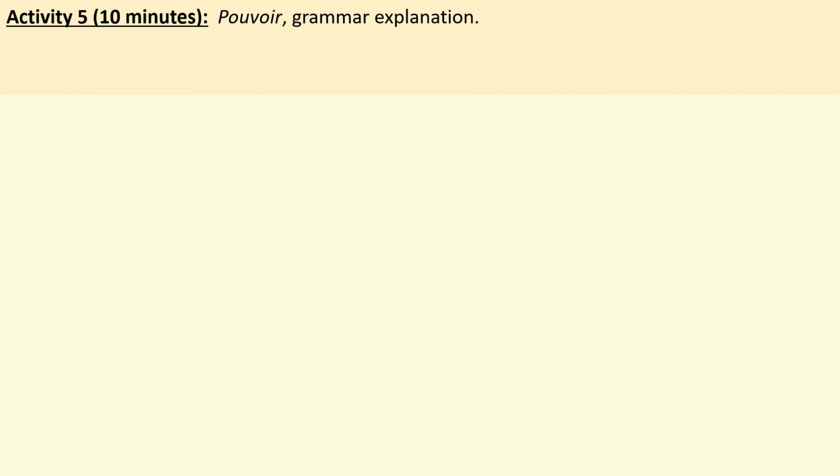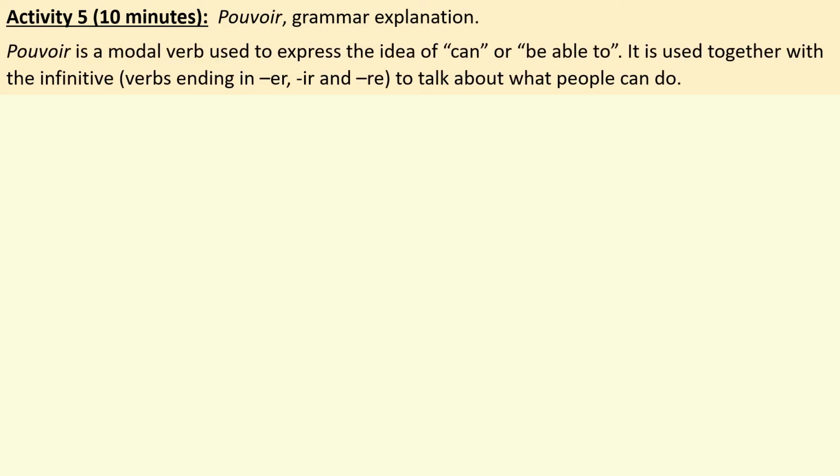So we have now finished with vouloir. Let's have a look at pouvoir. Pouvoir is a modal verb used to express the idea of can or being able to do something. Same as vouloir, it is used together with the infinitive. And they are verbs ending in ER, IR, and RE. And they are used to talk about what people can do.